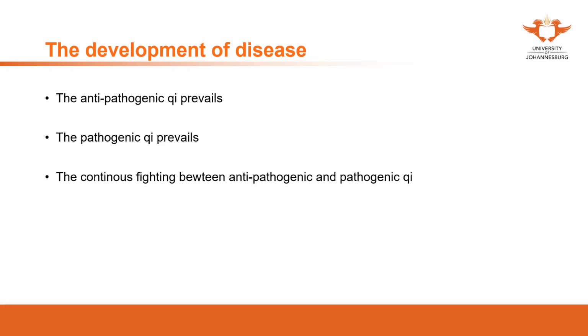Continuous fighting between these two different qi. Why can they fight together for a long course? That actually indicates that the antipathogenic qi is strong, but in the meantime, the pathogenic qi is also strong. At least these two are not weak. So that's why they can balance. They can't win against each other, but they also don't fail from the struggle. Okay, so that's the discussion of the excess and the deficiency pattern.